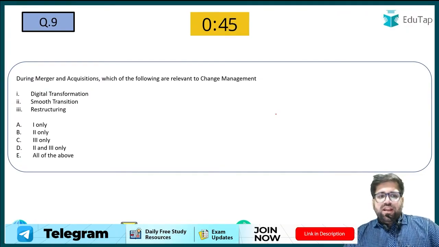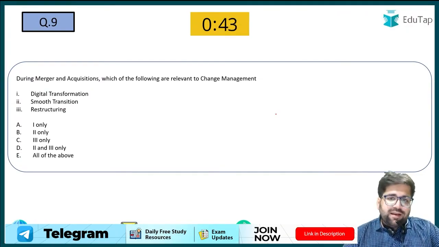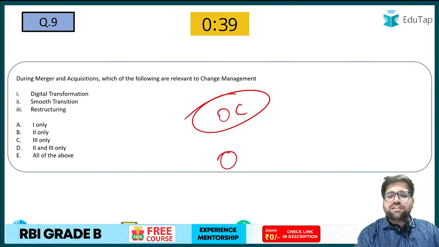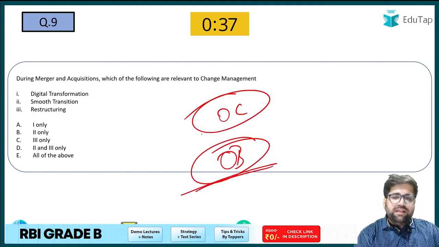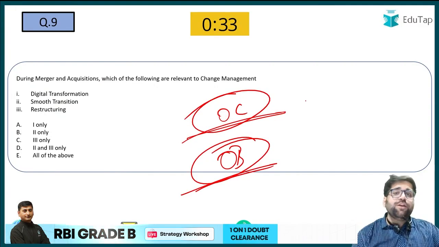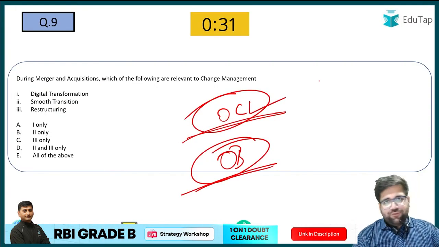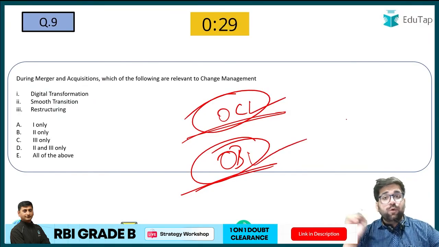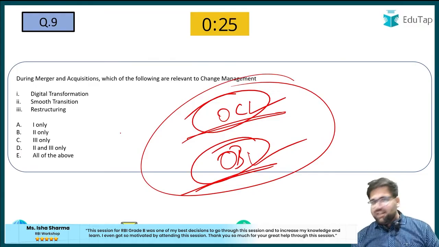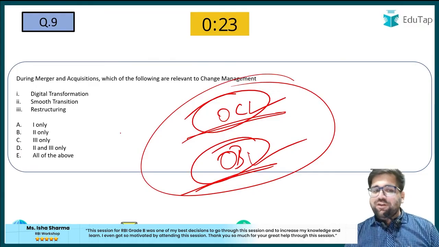So during merger and acquisition, which of the following are relevant to change management? Now if you see OC, organizational change, and OB, organizational behavior, these two are very good chapters to read. In this particular year as well, there is a question from OC and there is also a question from OB. So if you are ignoring these 2 chapters, saying that these are nullified chapters, then you are making a big mistake.